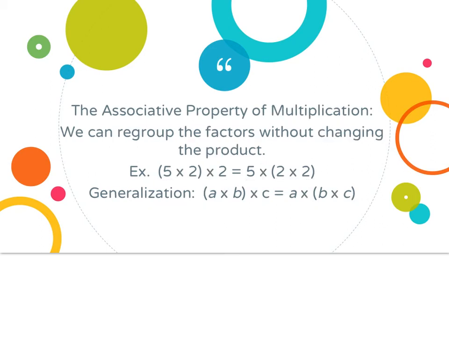So here, the associative property also works with multiplication. You can regroup the factors without changing the product. Here's the example. If we have the numbers 5 times 2 times 2, we could first multiply 5 times 2 to get 10, and then multiply it by another 2 to get 20. Or if we prefer, if we think that multiplying 2 times 2 first would be easier to get 4, then times 5, we would still get 20. So we can come up with the generalization that's just like the one for addition, except we're using multiplication.